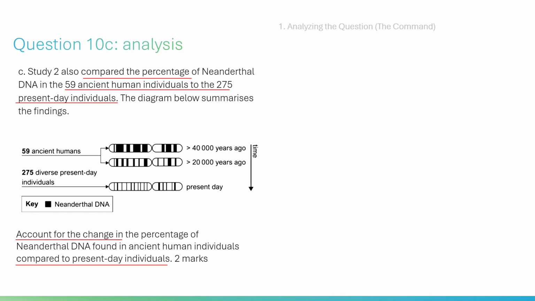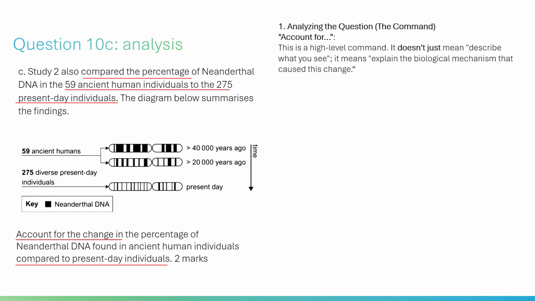To tackle this question, we need to understand that they are being asked to explain a process over time. Here is a breakdown of how to analyze the prompt and the visual data. 1. Analyzing the question, the command. Account for. This is a high-level command. It doesn't just mean describe what you see, it means explain the biological mechanism that caused this change. The change in the percentage. This tells the student to look for a mathematical or proportional trend.